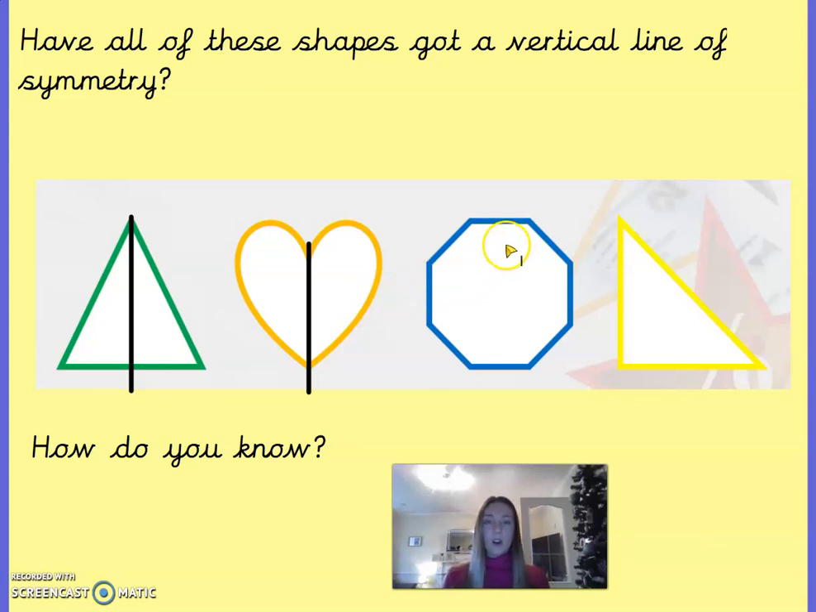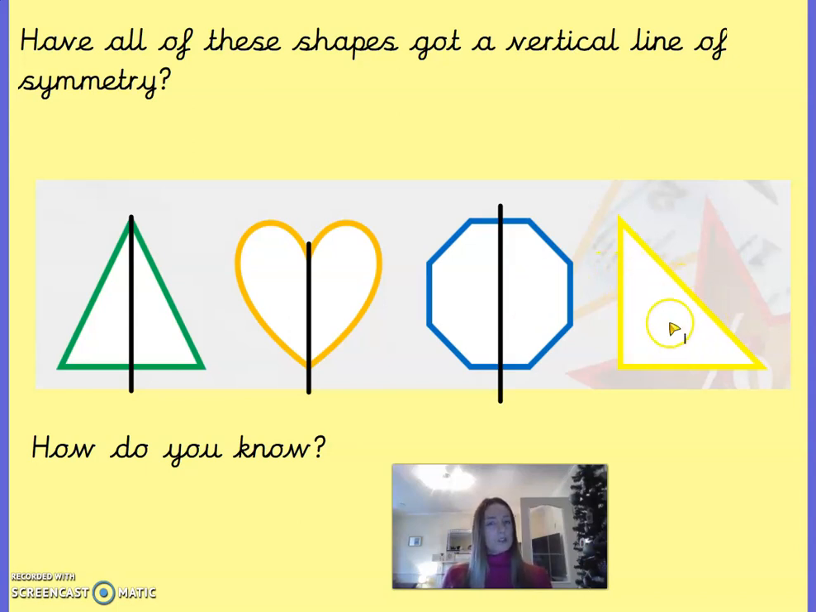Let's look at the octagon next. Let's find the middle of the octagon and draw our line of symmetry. I can see it's got 1, 2, 3, 4 vertices this side, 1, 2, 3, 4 vertices this side. They look exactly the same, they're identical, so it means they have got a vertical line of symmetry.